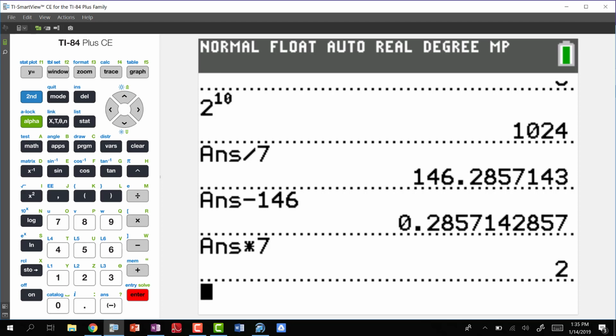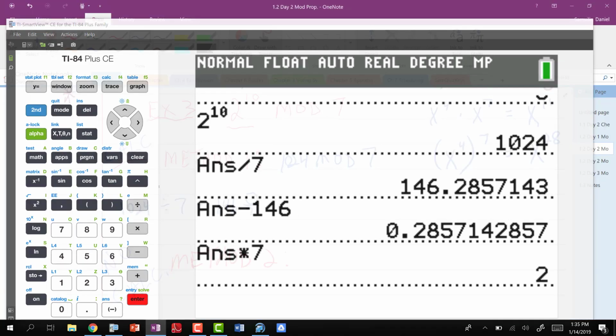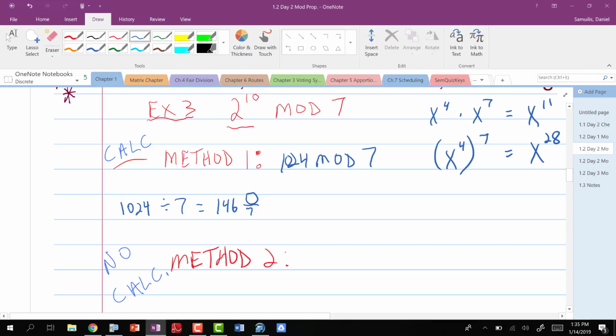Okay, so anyway, the answer to this question is therefore 2 mod 7. There's the cyclical, dividing by 7. Modulation. I guess I could make up a word.